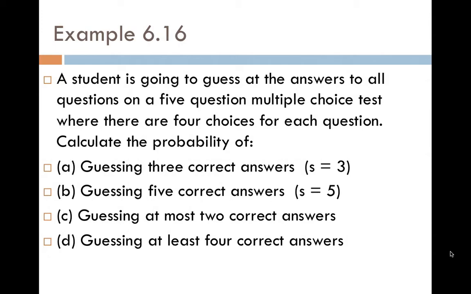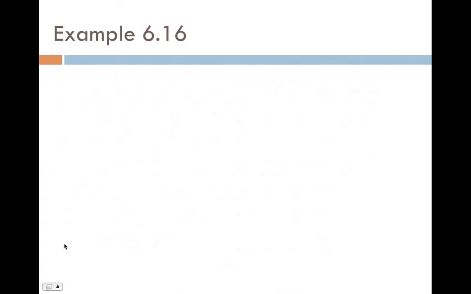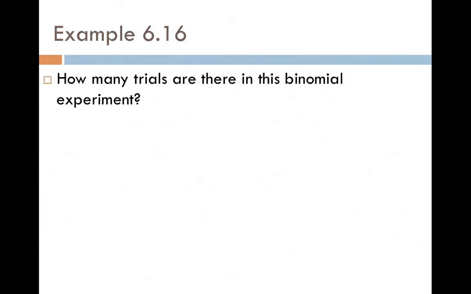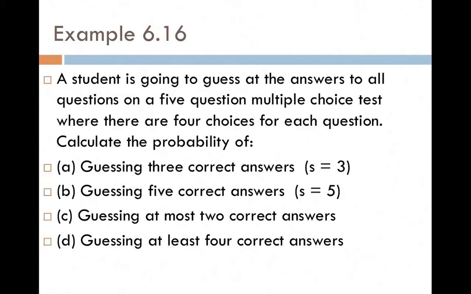Guessing at least 4, and we have to figure out what at least 4 means in terms of successes. Okay, so we have four different questions basically. We have 4 different probabilities for each of these. Okay, how many trials are there in this binomial experiment? How many times are you guessing on this test?